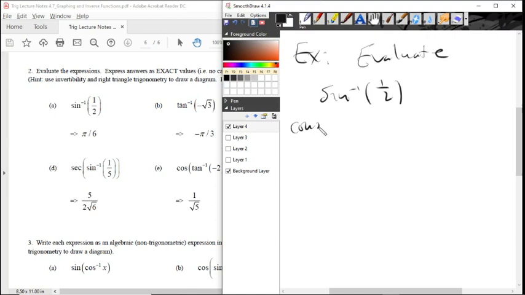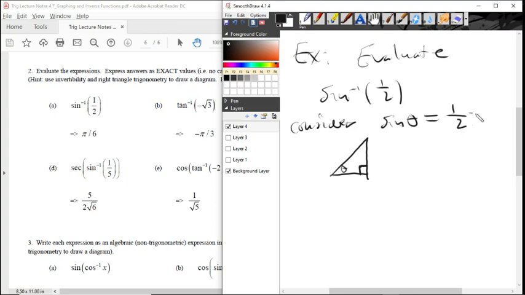Well, consider the equation sine of theta is equal to 1/2. That would be the inverse for this equation right here. We can interpret this geometrically in a couple different ways. One way is by using right triangle trigonometry. We can draw a right triangle with an angle theta in it, such that the sine of that theta is equal to the ratio 1/2.